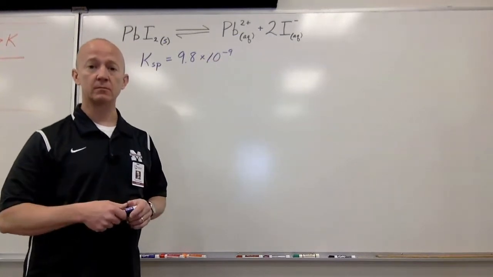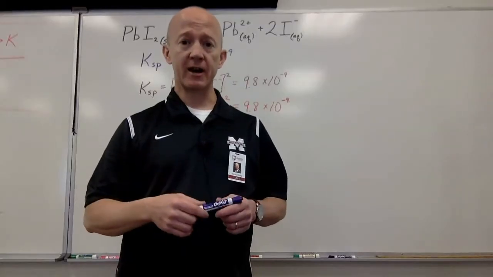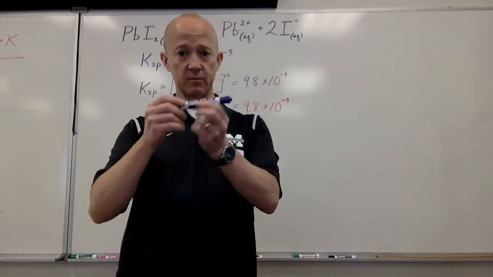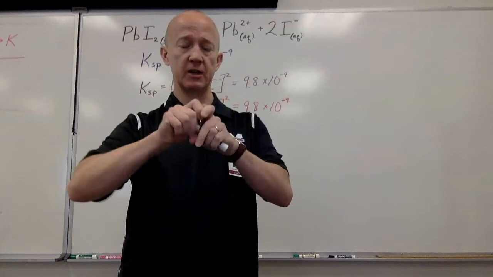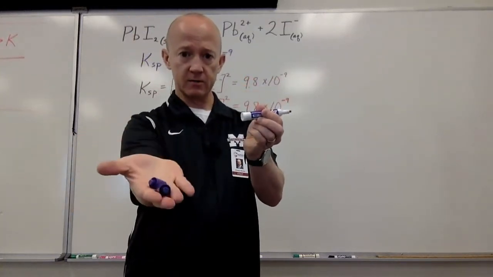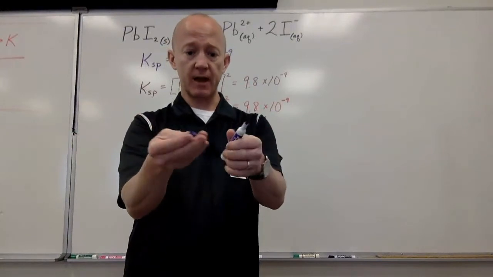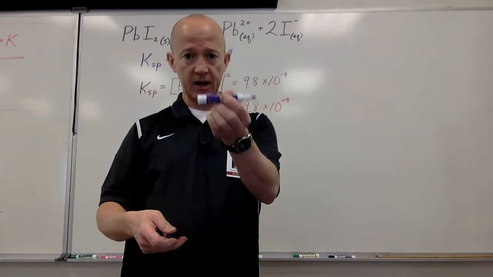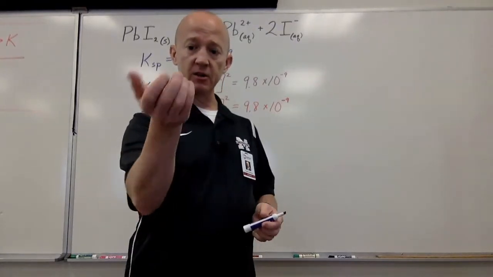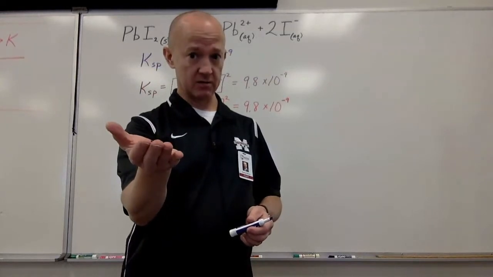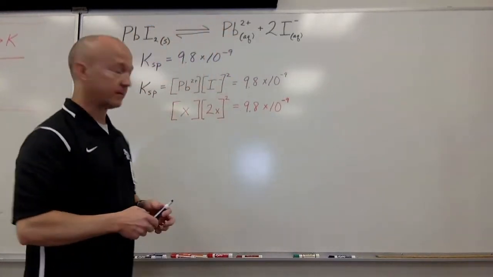Let's show you how. Now remember, each lead iodide is sort of like this marker I have here. When one of these dissociates, it dissociates into a lead and 2 iodides. Okay? So because of that, I'm going to get X amount of lead in each lead iodide, and I'm going to get 2X amount of each iodide. You get it?